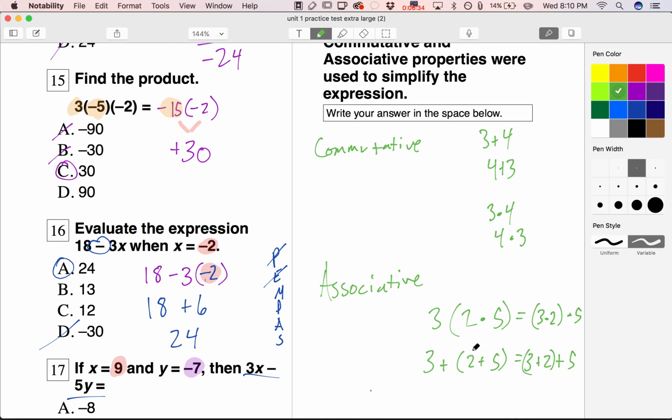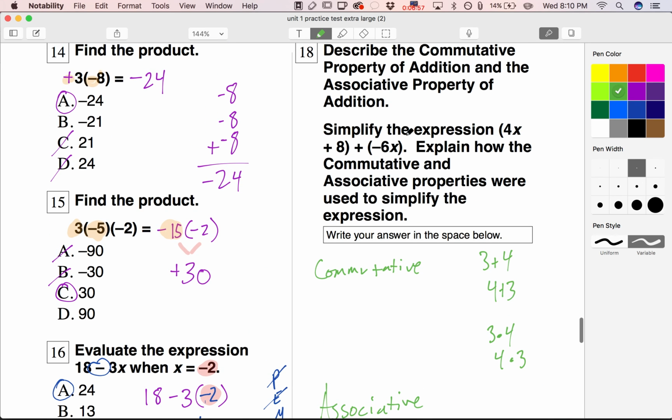So this one would be 5 times 2 is 10, 10 times 3 is 30. 3 times 2 is 6, 6 times 5 is 30. 2 plus 5 is 7, 7 plus 3 is 10. 3 plus 2 is 5, 5 plus 5 is 10. So on this one I got 10 on both. On this one I got 30 on both.